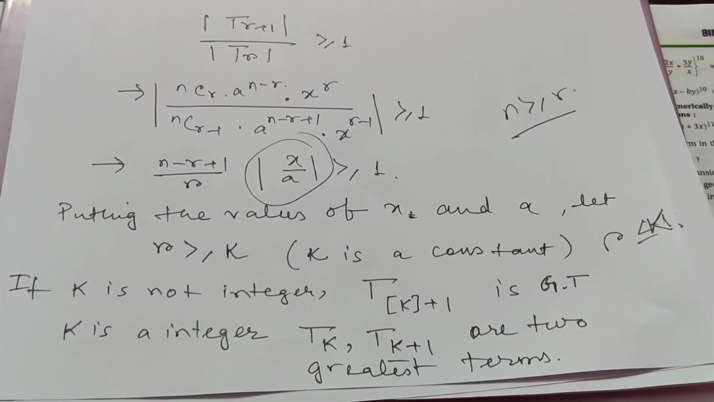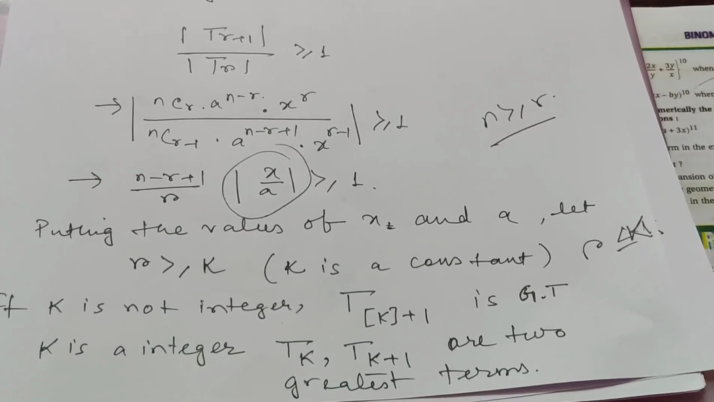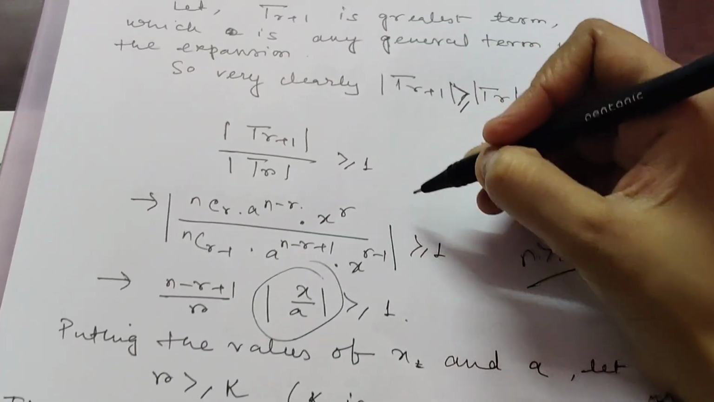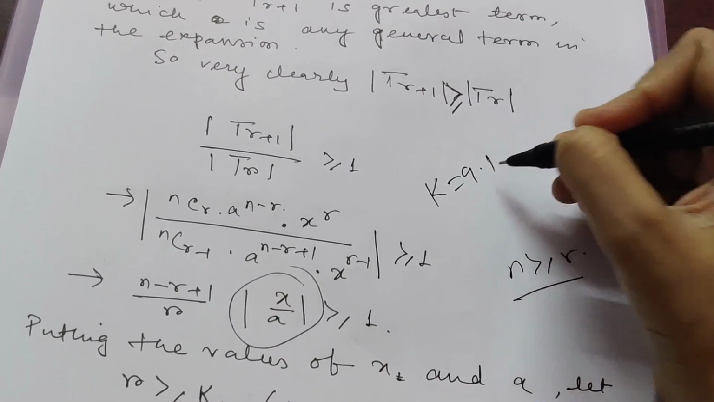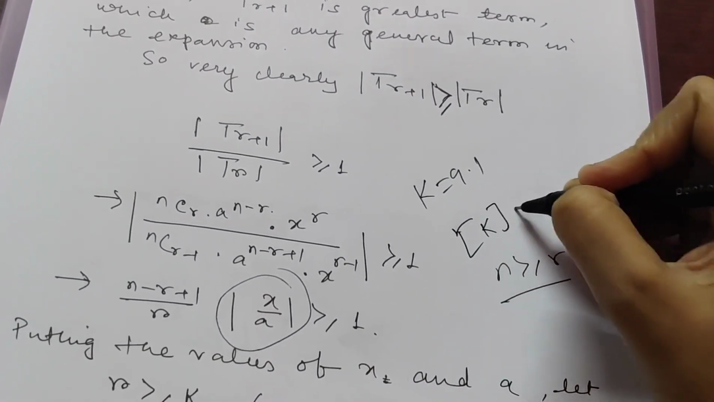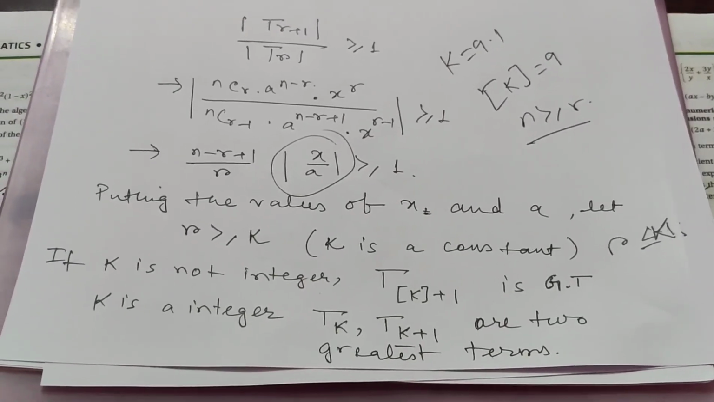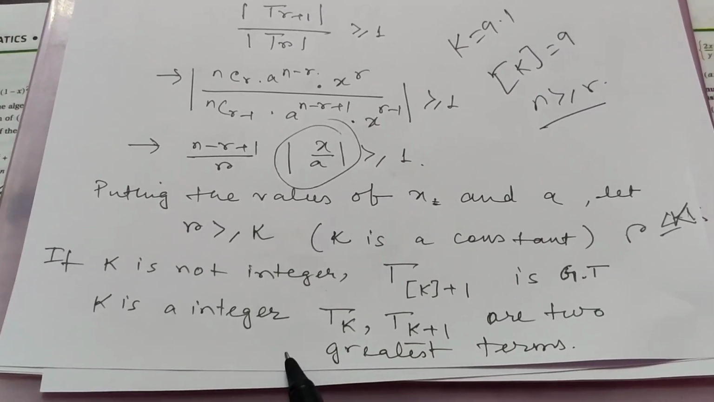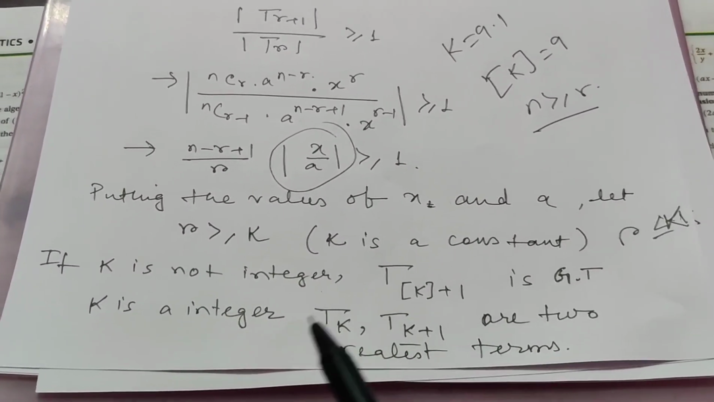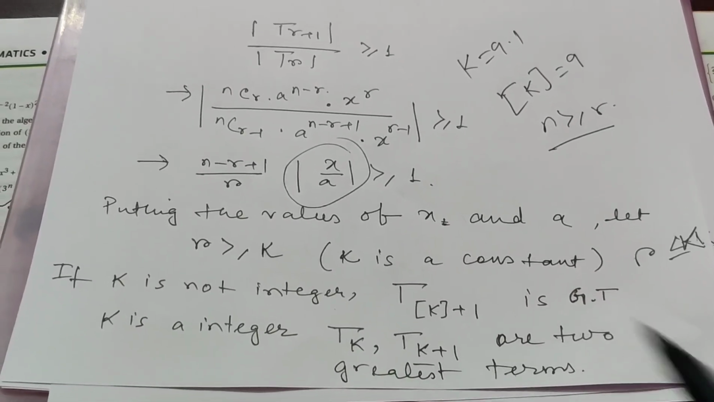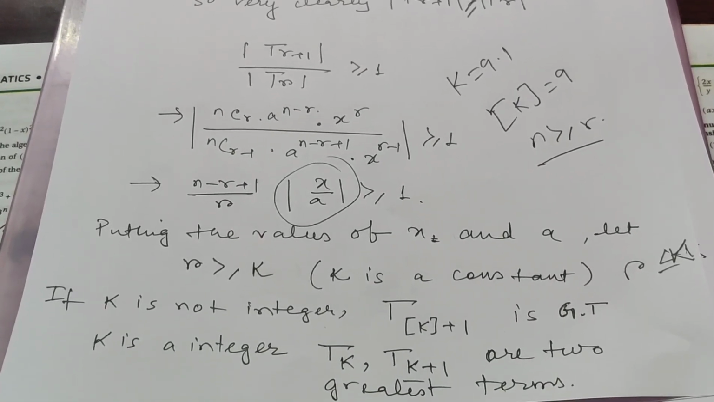Floor k means, if k is 9.1, then floor k equals 9. We will be taking the integral part. And if k is an integer, then there will be two greatest terms, one is t(k) and one is t(k+1). This is the basic formula.